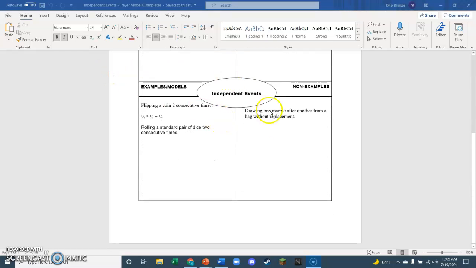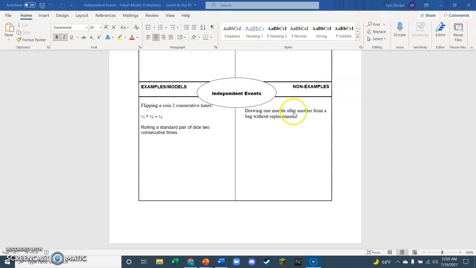So as the example, the most common example is simply flipping a coin. When you flip the first coin, you get a result of heads or tails. But then when you flip the second coin, that first flip had absolutely no effect on the results of the second flip. Therefore, it's an independent event.